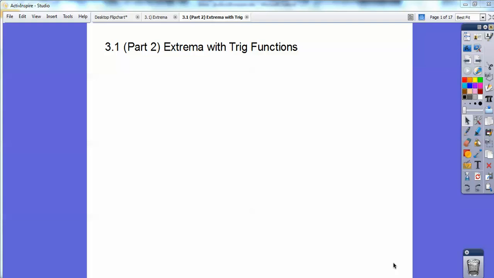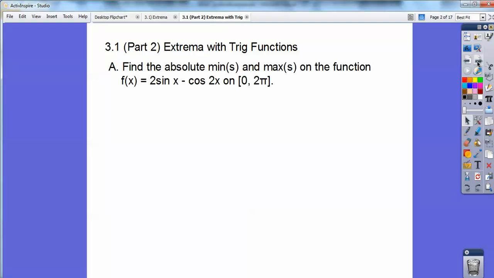Okay, this calculus lesson is more on absolute extrema with trig functions. So we'll do one example here. It's pretty easy, you guys. Find the absolute mins or maxes of the function f of x equals 2 sine x plus cosine 2x on the interval 0 to 2 pi.